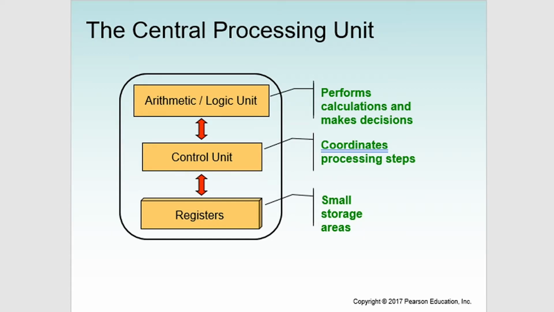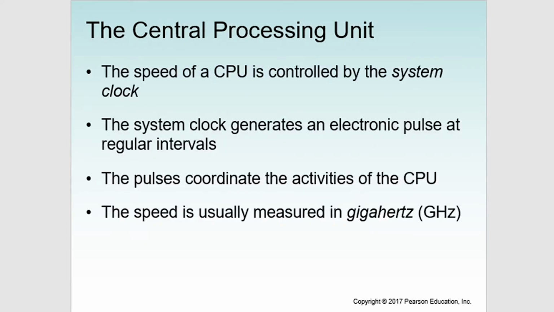Within the CPU, there's pretty much a completely other architecture going on. Whenever you take a computer architecture class, you'll learn more about the CPU. The basic components of the CPU are the arithmetic logical unit, the control unit, and its registers. The speed of the CPU is controlled by the system clock. The system clock generates a pulse at regular intervals, and that's the read time for every signal.